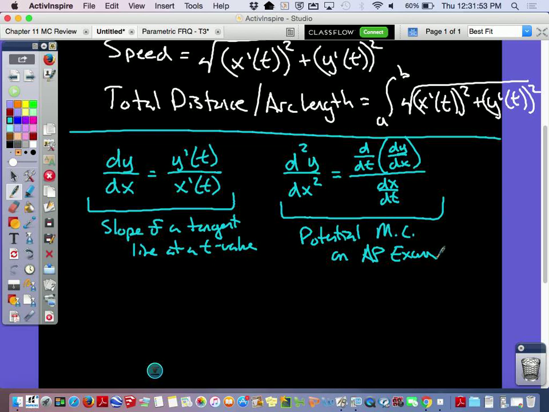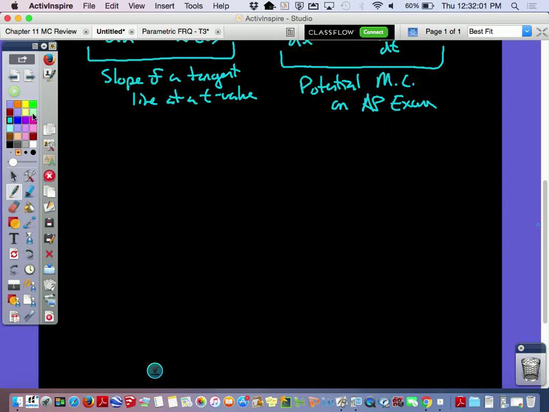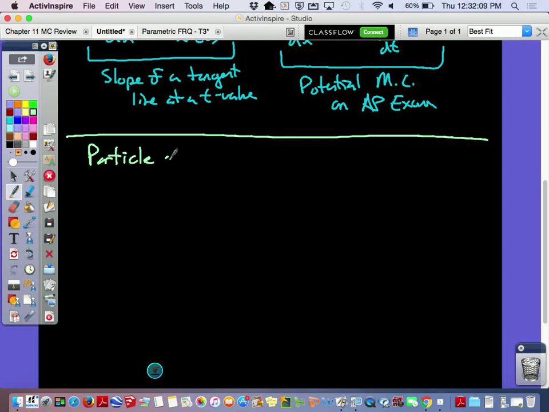Now, a couple of applications to motion that they could ask you about. One thing that could come up is they might say, when is the particle at rest? If you're asked about when the particle is at rest, that means there is no movement in the horizontal or vertical direction. So this would be where x prime of t equals 0 and where y prime of t equals 0. This is a very common kind of question you could see.